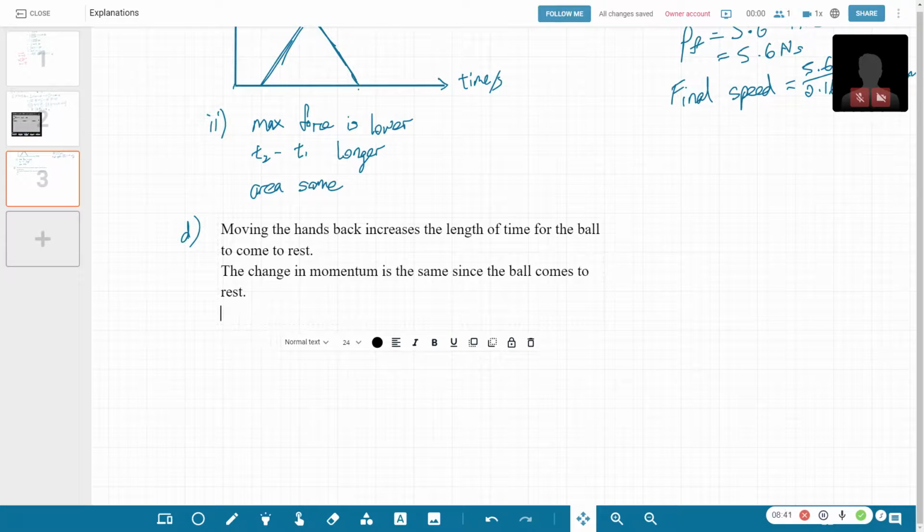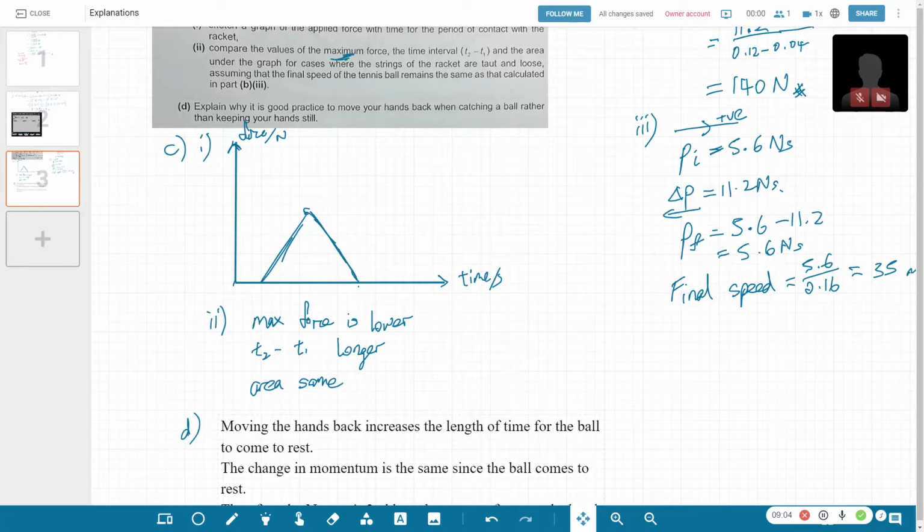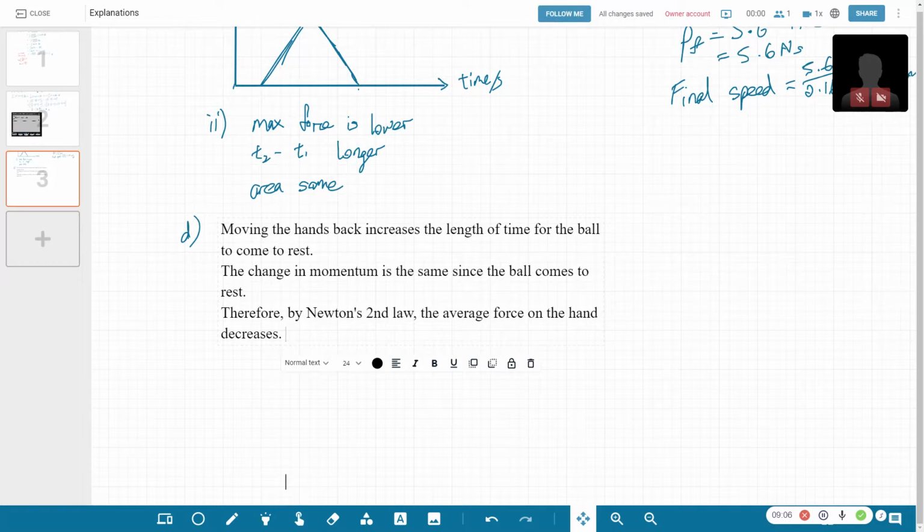So therefore, by Newton's second law, the average force on the hand decreases, because it is delta p over delta t. Delta p has no change, but delta t increases, so the average force decreases. So that's why it's good practice. Because they need us to explain why it's good practice, we need a conclusion here: this reduces the chances of injury to the hand.